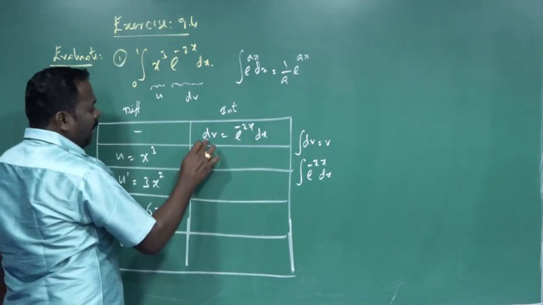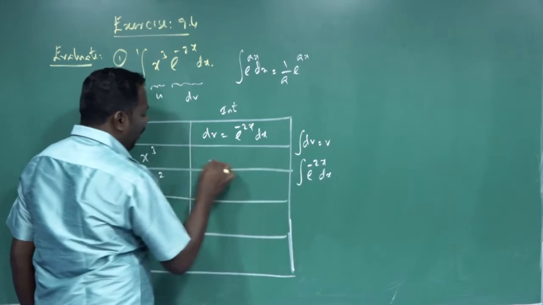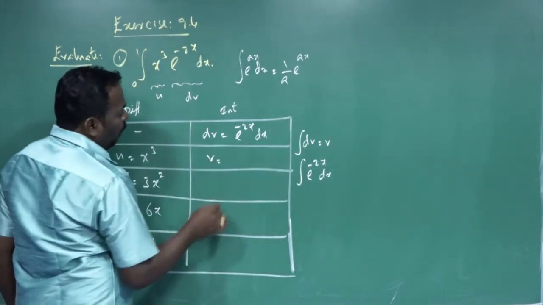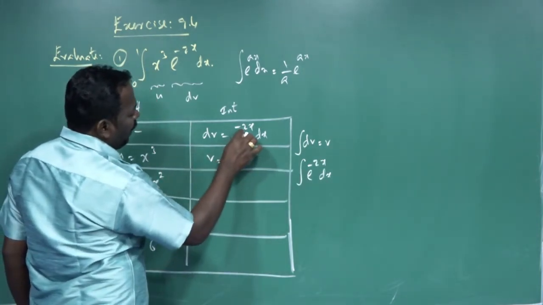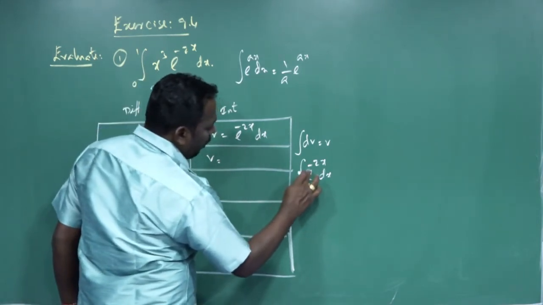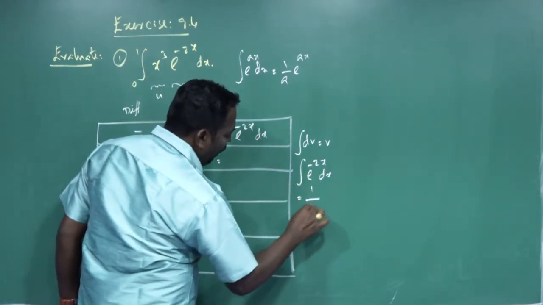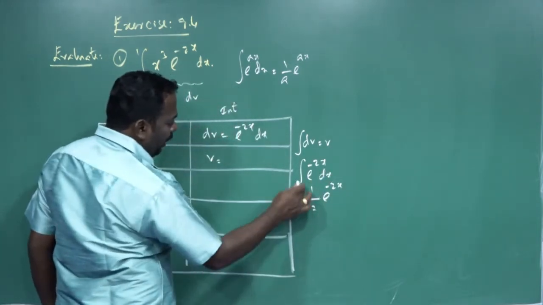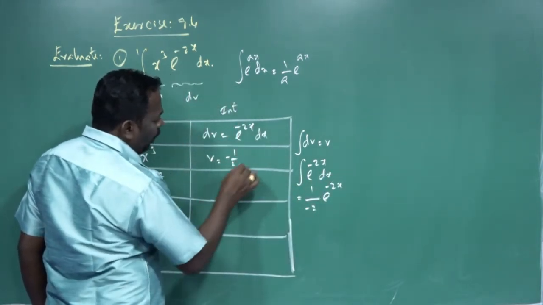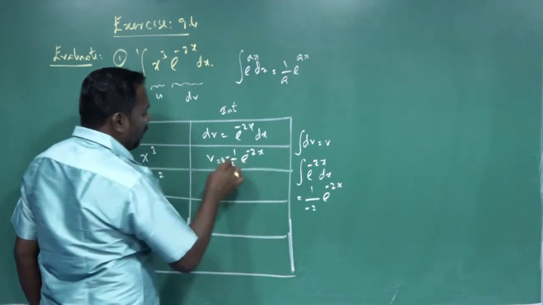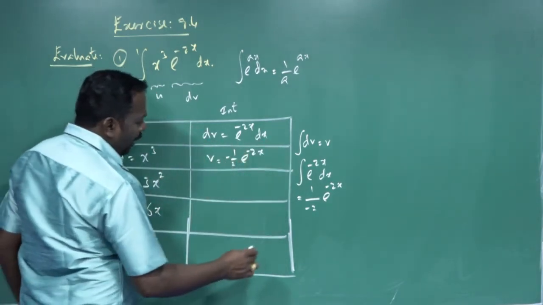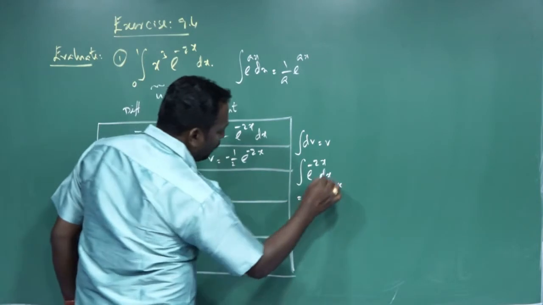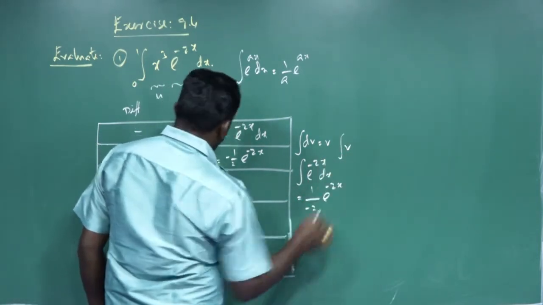Therefore, integration of dv defined by v is equal to integration of e power minus 2x dx, which equals 1 by minus 2 into e power minus 2x. Therefore, it is minus 1 by 2 e power minus 2x, which is called v. Now again we integrate v.